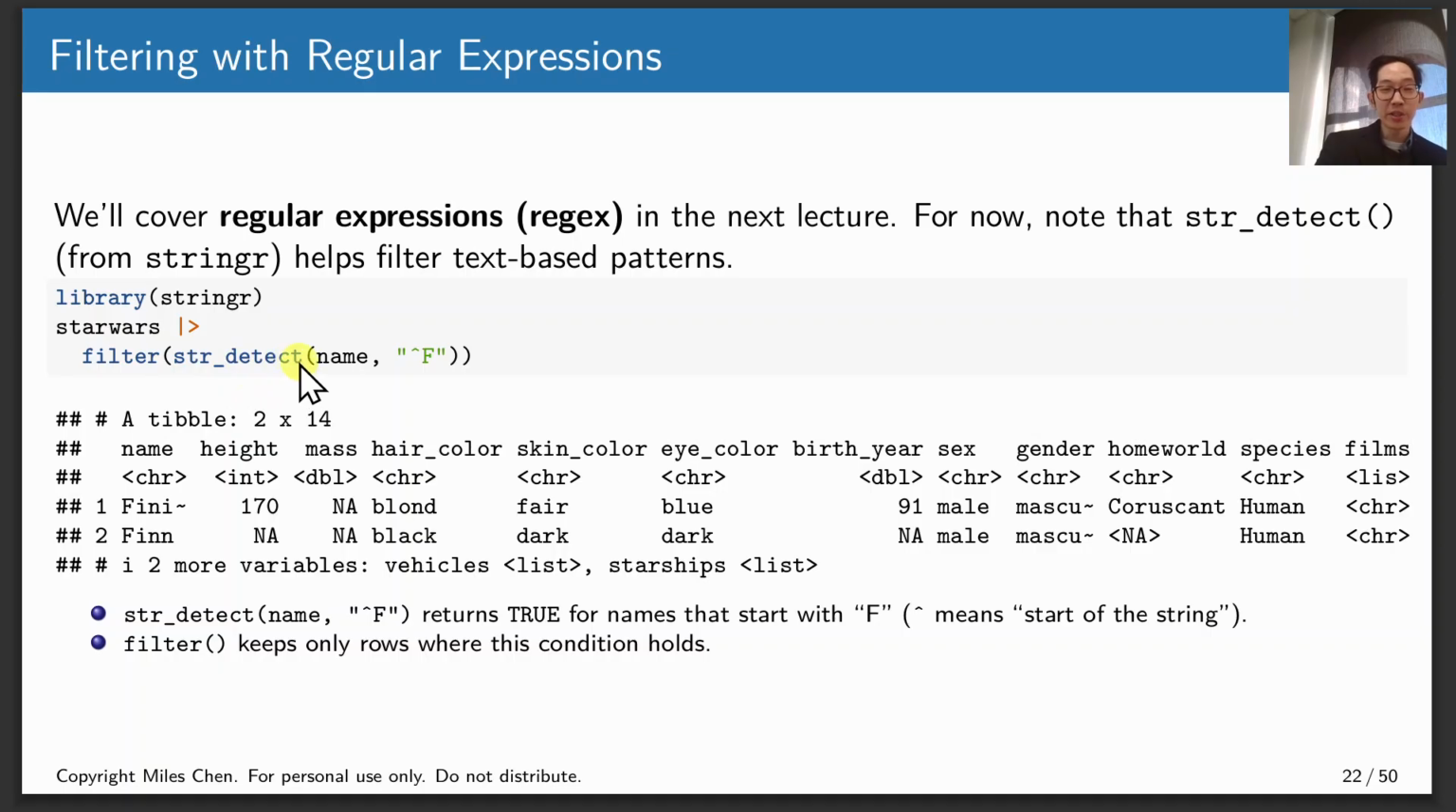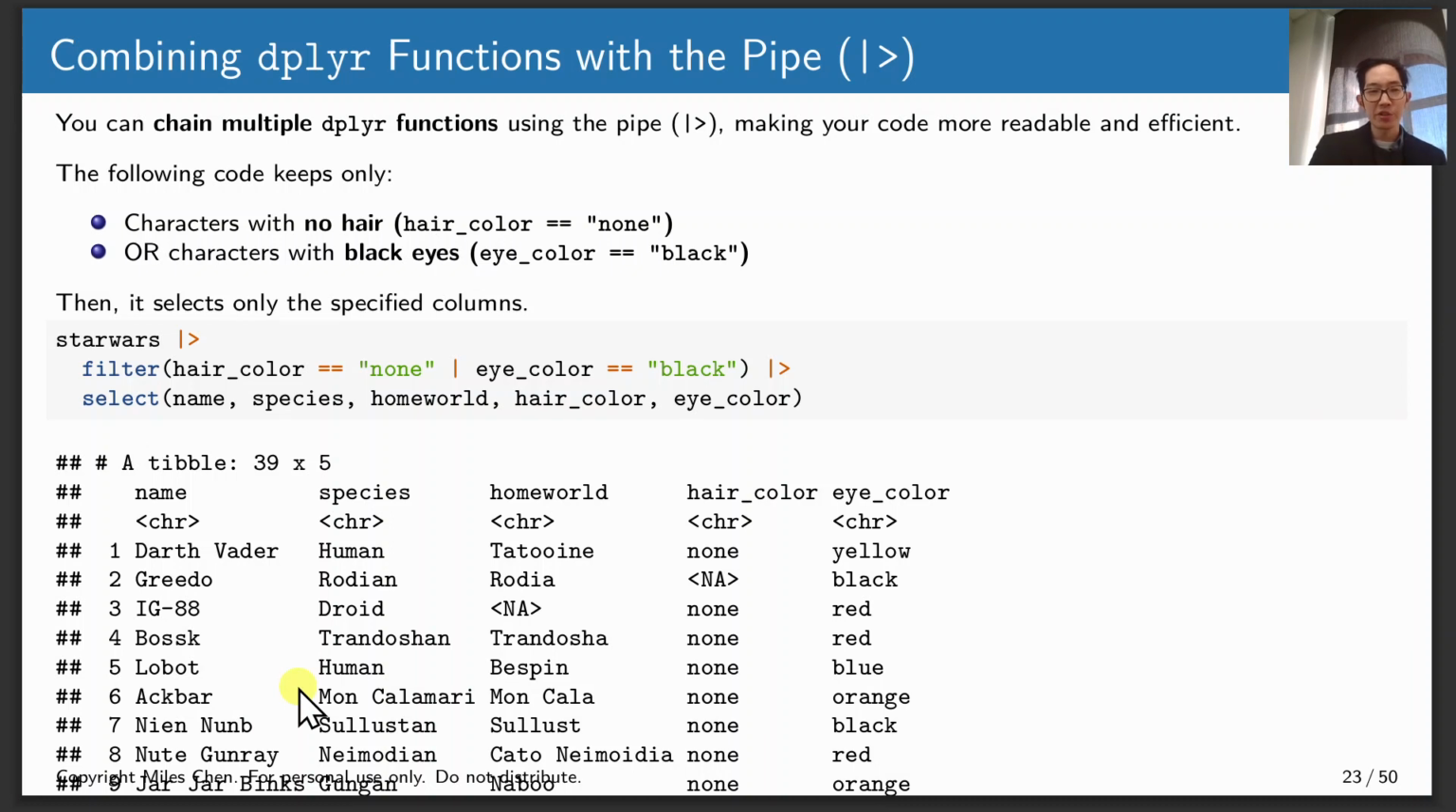And so here we're going to ask it to check the name, see if the name starts with a capital F, and it returns true just for these 2 rows, and so it filters down to these 2 rows. Okay. And so if you have some other kind of more complicated data set and you want to search for certain kind of things, you can use filter and string detect.